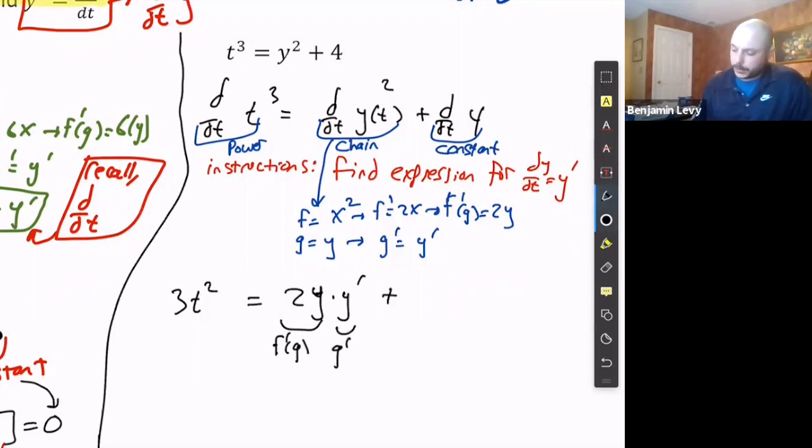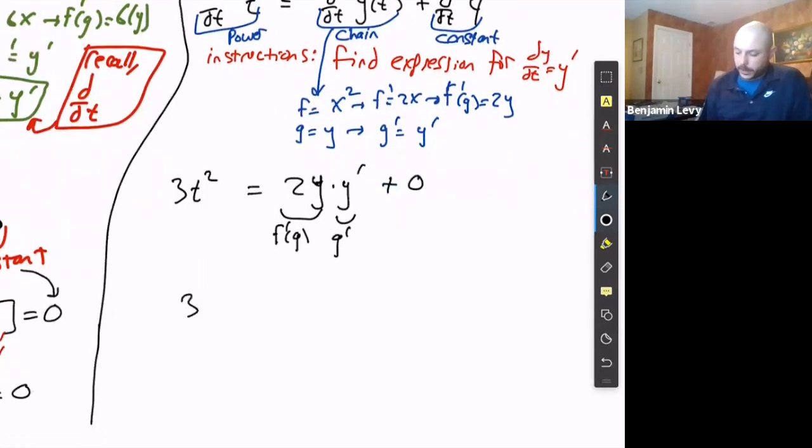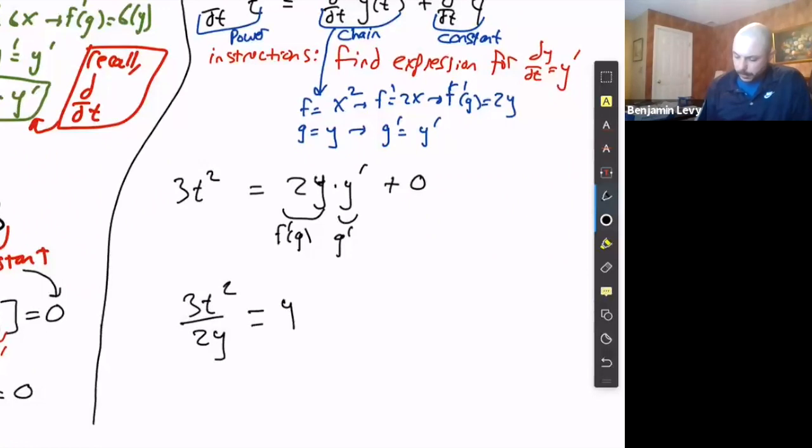And then the constant rule, the 4 just goes away, becomes a 0. And so this one's not too bad. If we want to get y prime by itself, just divide the 2y over to the other side. And so 3t squared over 2y is y prime.